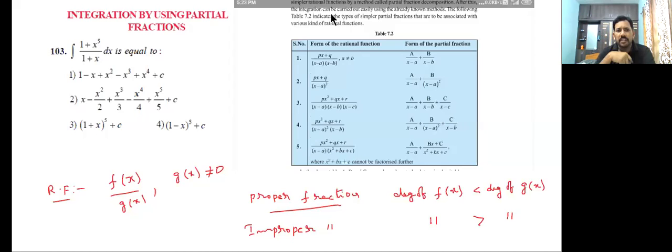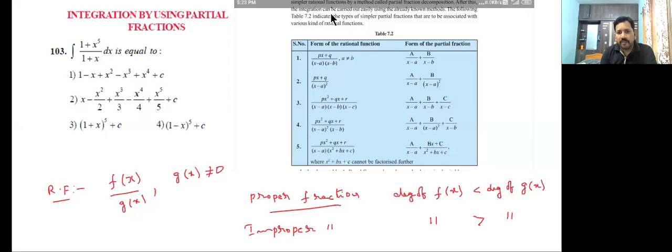A rational fraction can be split into a sum of two or more proper fractions, and each fraction is called a partial fraction. What is a proper fraction? The degree of f of x is less than the degree of g of x, that is a proper fraction.